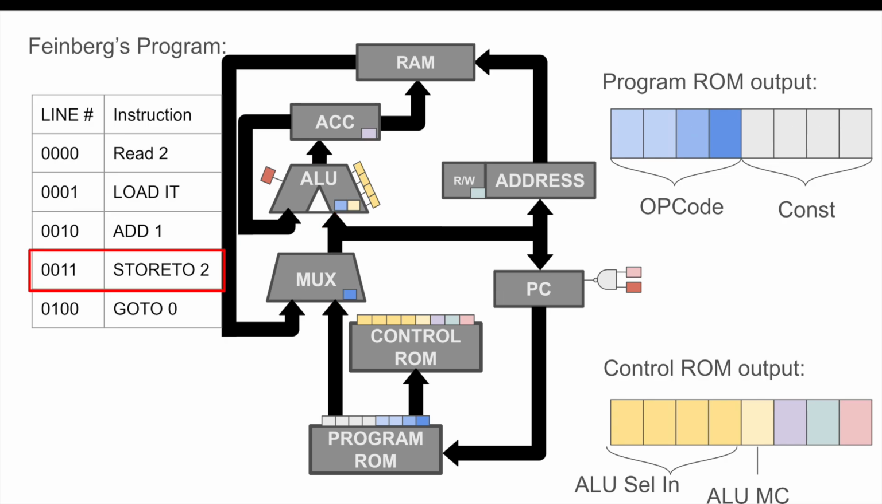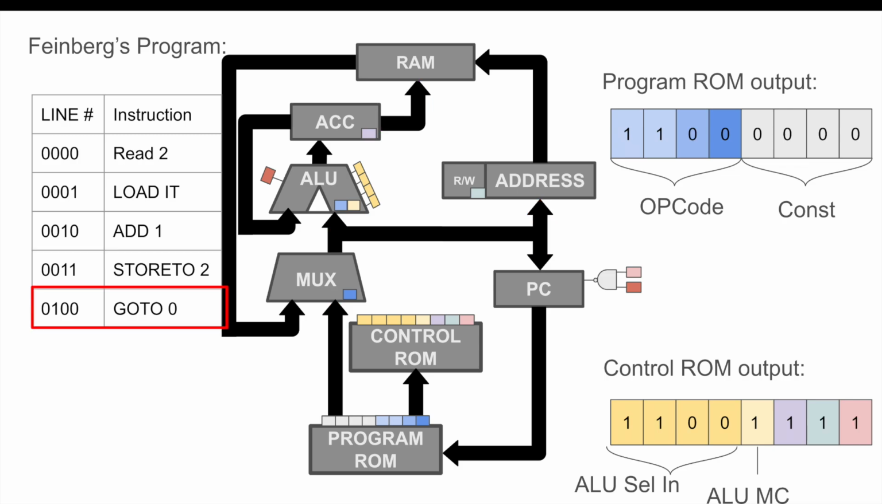On the next instruction, store to 2, the value stored in the accumulator will go to the RAM inputs, as the constant 2 will flow to the address input, and the read-write bit will go low on the RAM, enabling a write on the next clock cycle. The last instruction is go to 0, where you want to go back to line 0 of the PC counter.